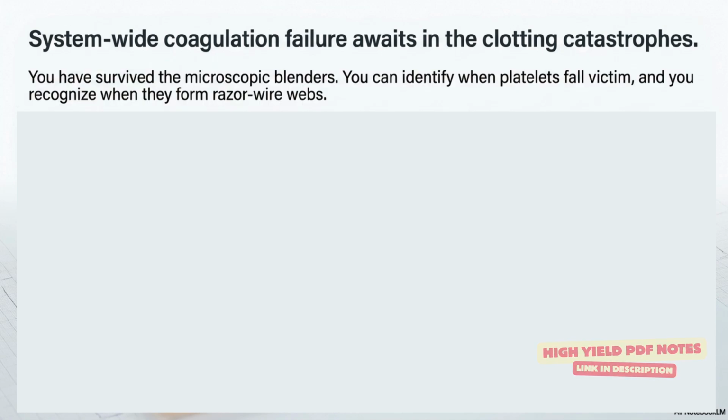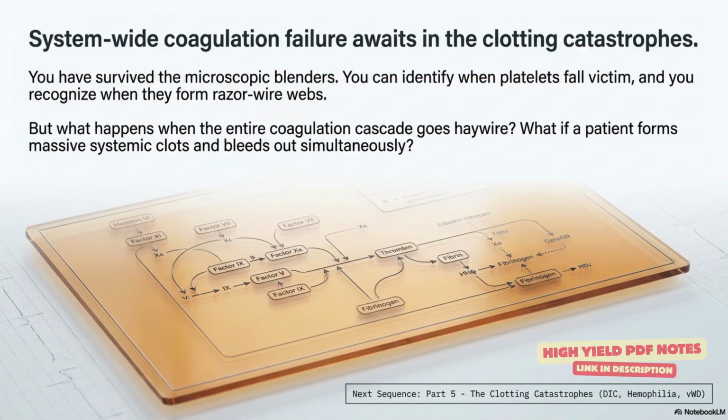System-wide coagulation failure awaits in the clotting catastrophes. You have survived the microscopic blunders, you can identify when platelets fall victim, and you recognize when they form razor wire webs. But what happens when the entire coagulation cascade goes haywire? What if a patient forms massive systemic clots and bleeds out simultaneously? We will answer exactly that in our next sequence, part 5, the clotting catastrophes, where we will decode DIC, hemophilia, and von Willebrand disease.